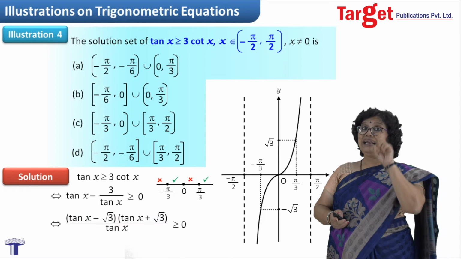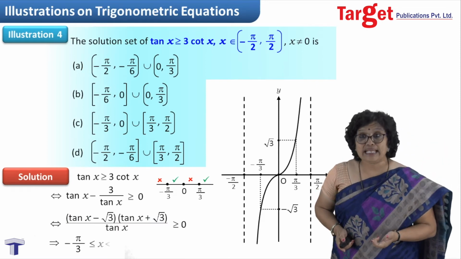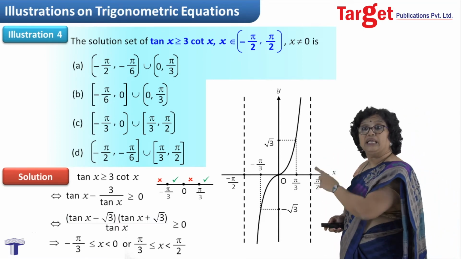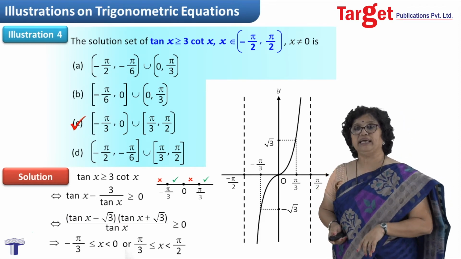Remember one thing, your interval for x is given as minus pi by 2 to pi by 2 only. And hence, I write my solution as minus pi by 3 to 0, union pi by 3 to pi by 2. That would be the answer. And the correct option is C.